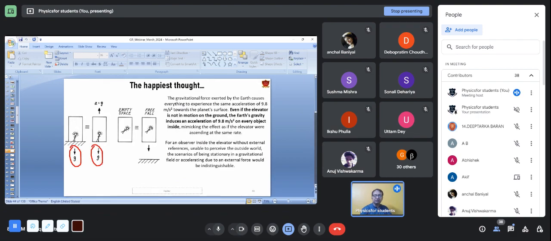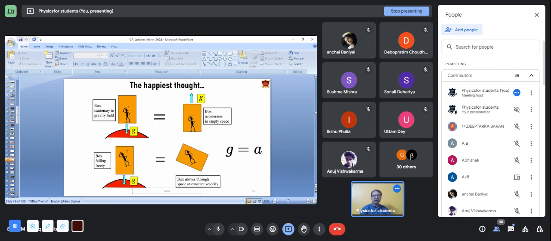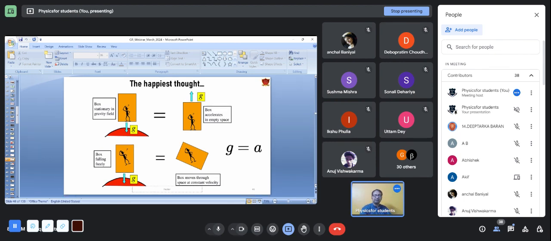Okay, so here it is, and here you see that it is the same thing. I mean to say that g and a: acceleration is equal to the gravitation. So a equals g. That is how things become. So that is how g, the gravitational acceleration, is the same as a.